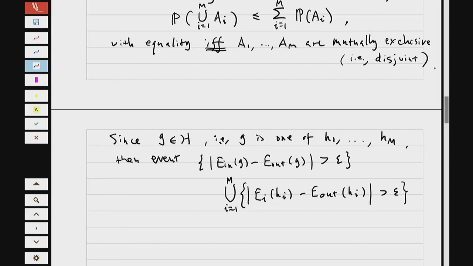Yeah, I'm just saying that these two first. I know we use the union bound on this one, right? That's what we're going to do. But right now we have to decide these two. What is the relationship between these two?